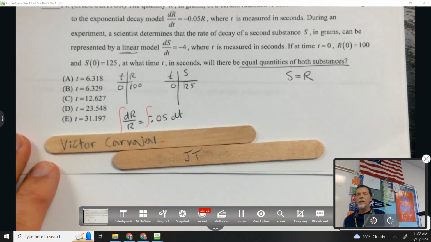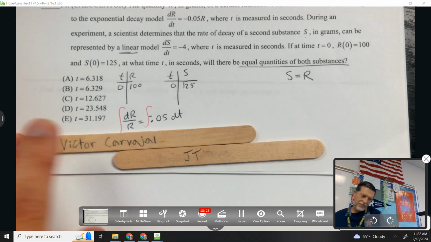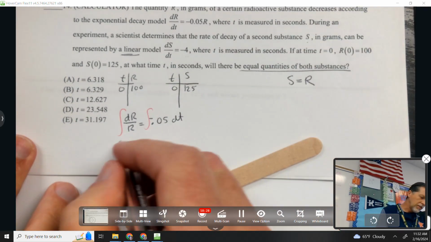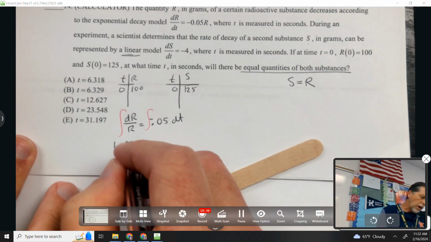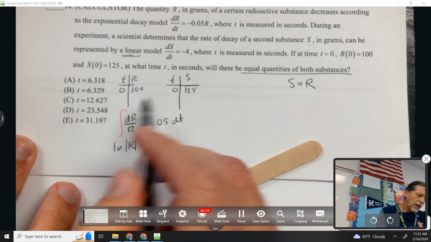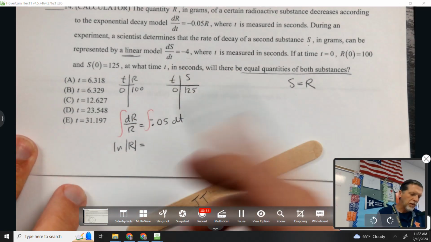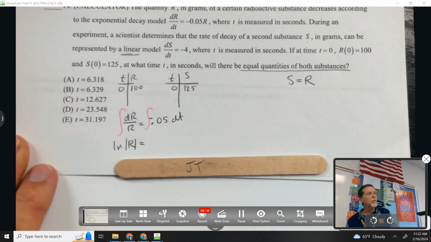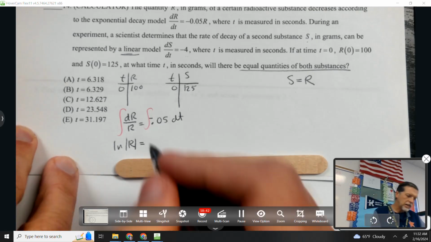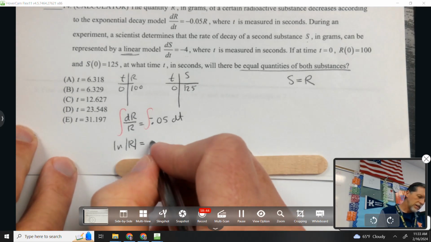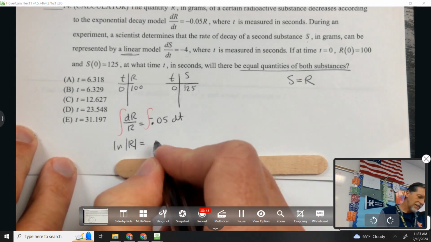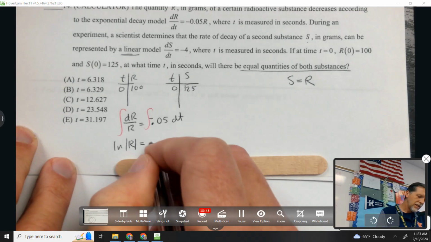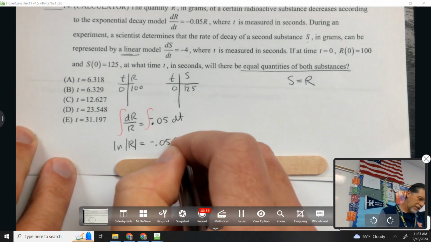So Victor, how about the antiderivative of dR over R? Good. Natural log of R. Probably supposed to be absolute value, but if we're dealing with an amount of some substance, it's always going to be positive, and you don't have to worry about it. JT, how about antiderivative of negative 0.05 dt? It's negative 0.05 t plus c. Good.